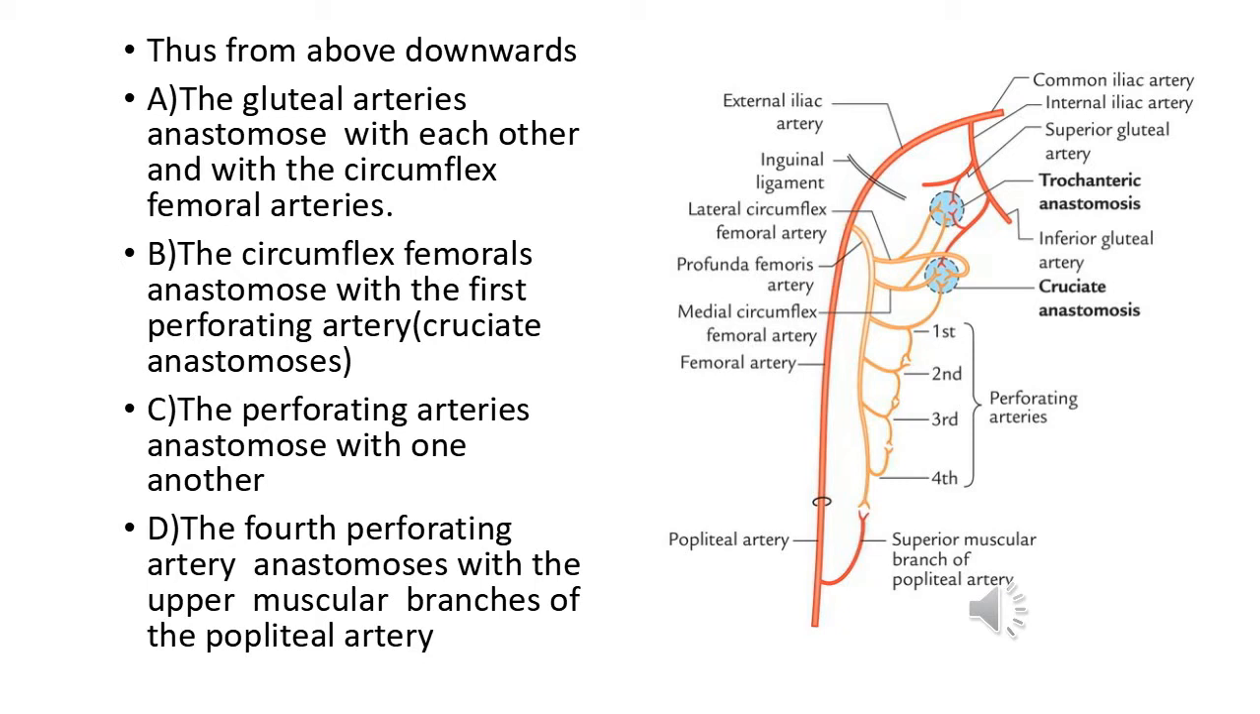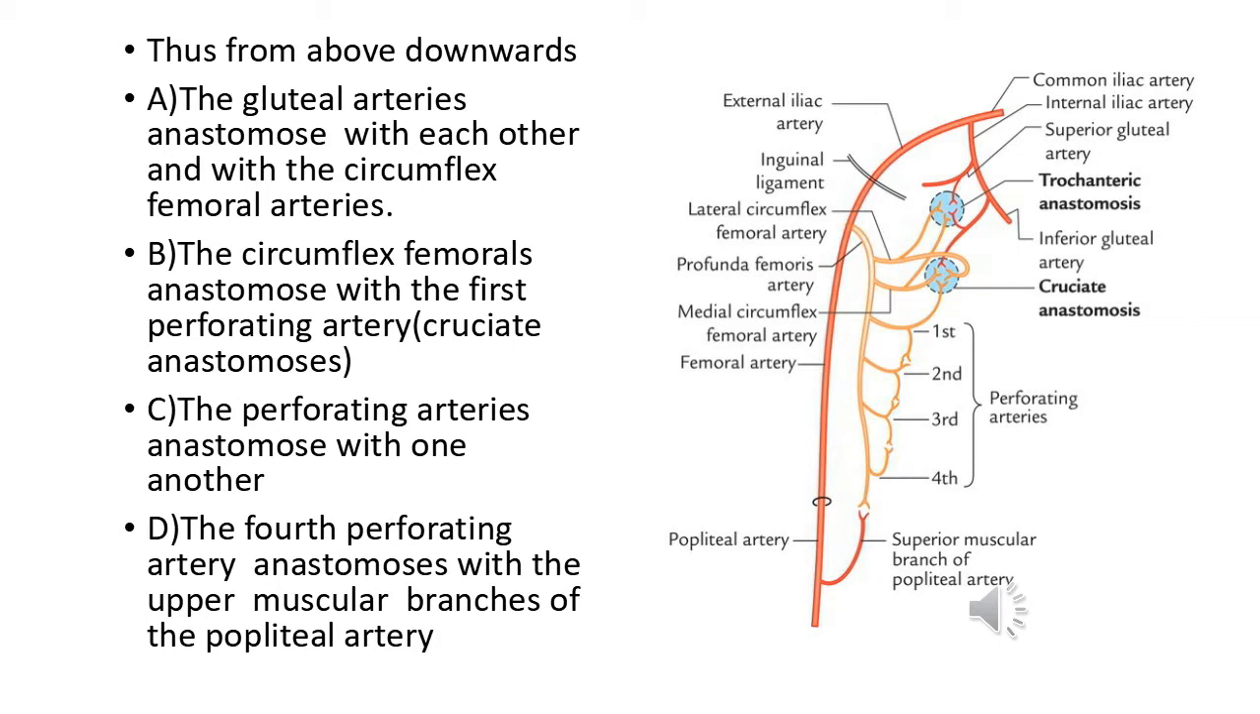And these circumflex femoral arteries, that is medial and lateral, are the branches of the profunda femoris, which is a branch of femoral artery. So this anastomosis can be seen, and that is involved in this trochanteric anastomosis. The next is the circumflex femoral anastomosing with the first perforating artery. And the first perforating artery is a branch of the profunda femoris.